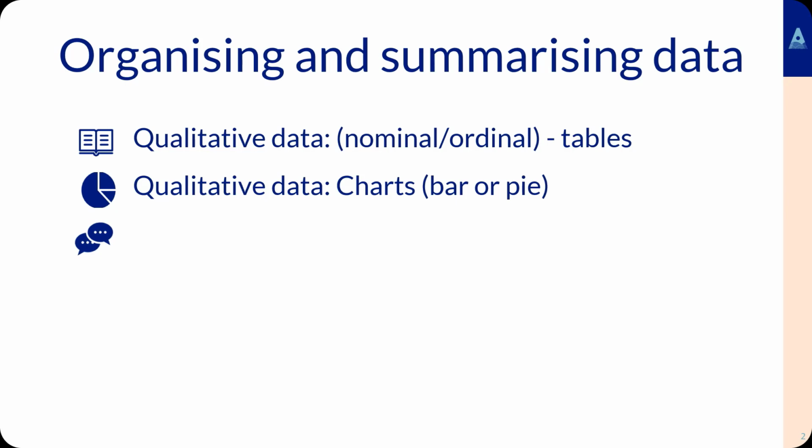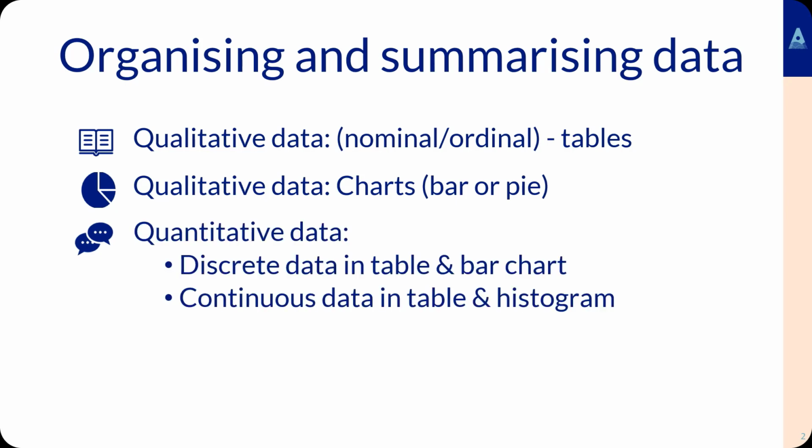or pie chart. Finally, we look at quantitative data, and quantitative data can be of two types. We have discrete data, which is whole numbers, and we can summarize that using tables and bar charts. And finally, we have continuous data, which is real numbers, and we can organize and summarize that in tables and histograms.